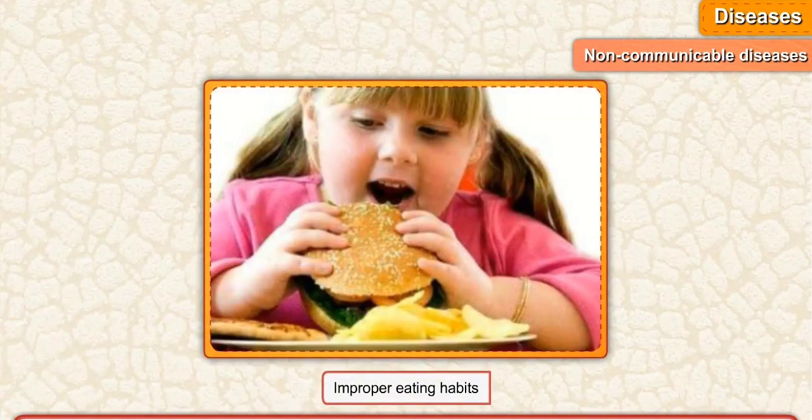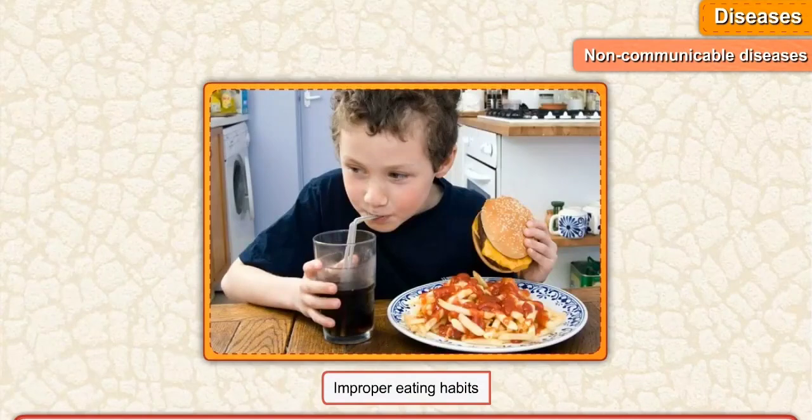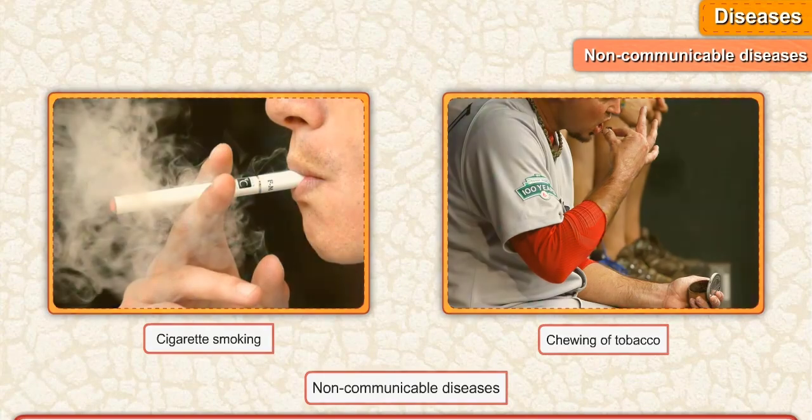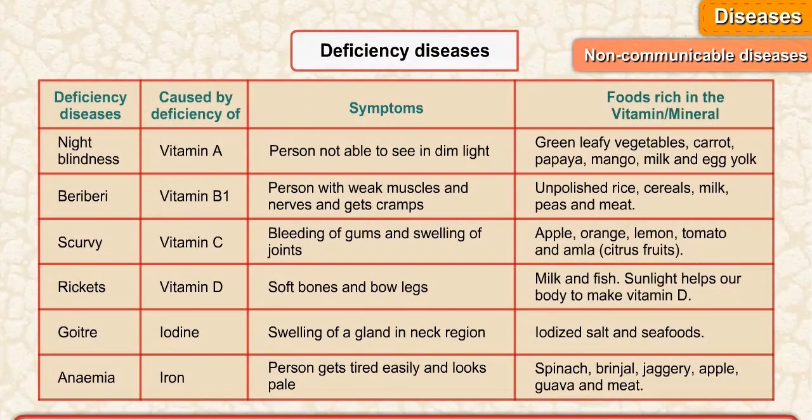Non-communicable diseases are related to improper eating habits. For example, a person whose diet is deficient in vitamin D may suffer from rickets. Cigarette smoking and chewing of tobacco also lead to harmful non-communicable diseases like cancer. Some deficiency diseases and their symptoms are given in the table here.